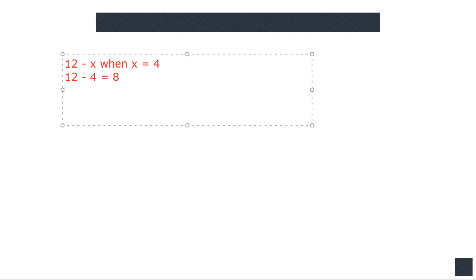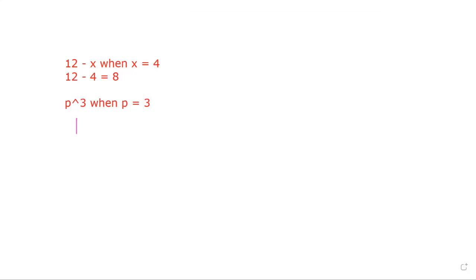Let's say I have p, and I'm going to use this symbol here, to the third power, when p equals 3. So remember too, and I'm going to use the drawing tool here, that this will also be written like this. And if this is a 3, that tells me that I'm going to go 3 times 3, which is 9, times 3 is 27. So p cubed is 27. 3 times 3 times 3.